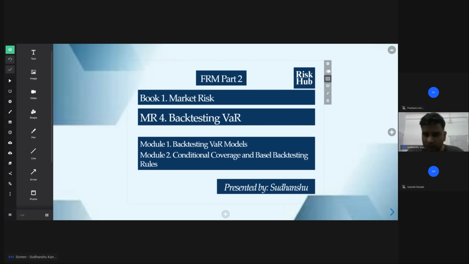But let's talk about chapter number 4, right, which is backtesting of VaR, which is a very independent kind of chapter from the previous chapters, right? So backtesting of VaR is very, very important, guys. Backtesting is in fact one of the Basel requirements also, right? So in this chapter we are focusing on the fourth chapter of your market risk. The module is all about testing whether your value at risk model actually works or not.